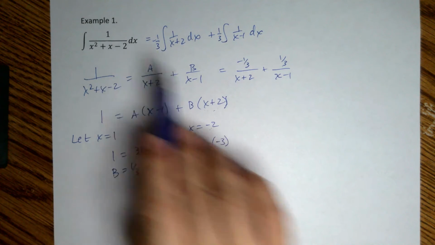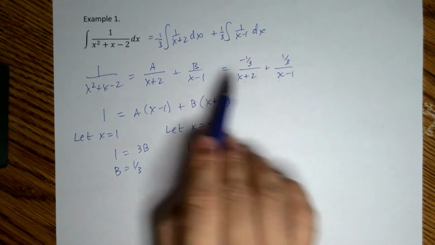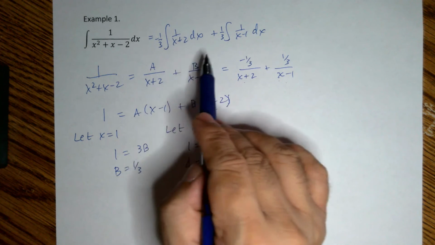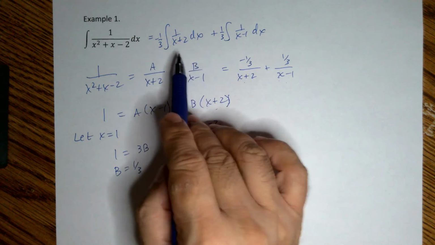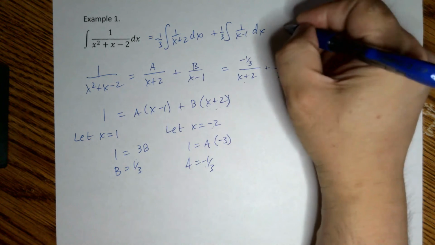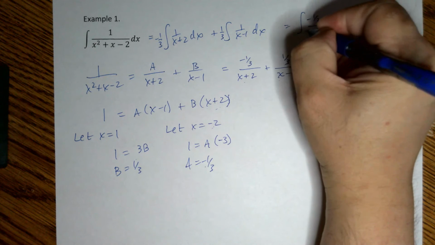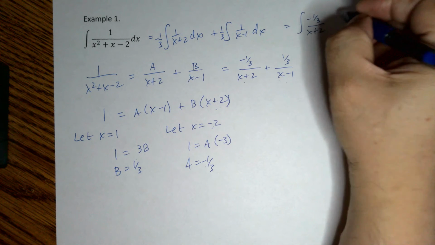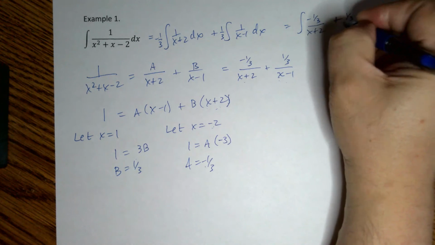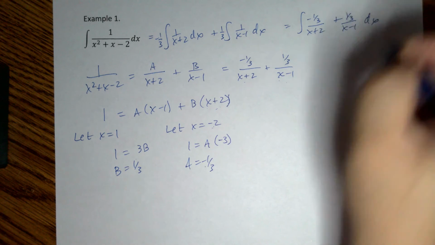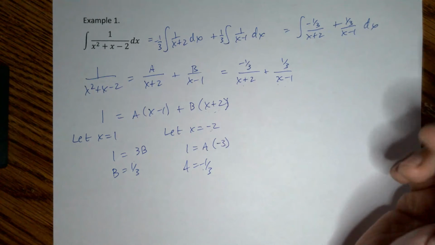That's the whole point: this fraction is the same as these two added together. And remember, you can split the integral. Well, you don't have to split it. You can rewrite it here. If you left it like this, it's not wrong: negative 1/3 over x plus 2 dx, plus 1/3 over x minus 1 dx. You can leave it like that if you're more comfortable with that, that's fine.